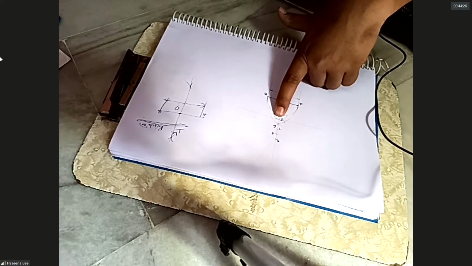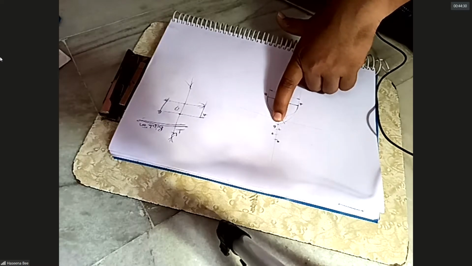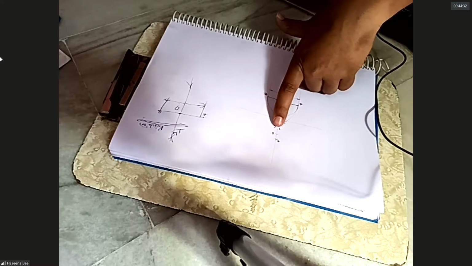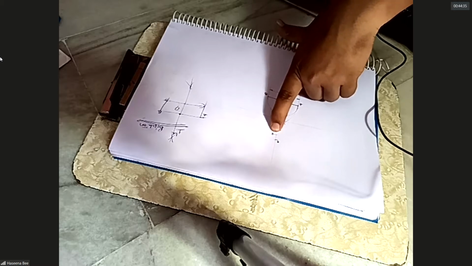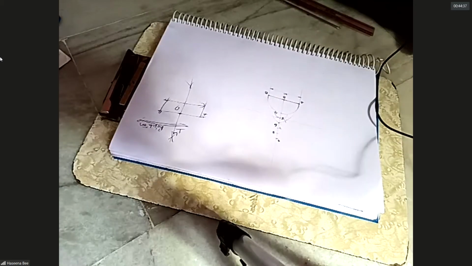If you take center 5, you will get a pentagon. 6, if you take as center, you will get a hexagon. 7, hepta. 8, octa. 9, nonagon. So like this, you can draw n number of sides using this perpendicular line division.